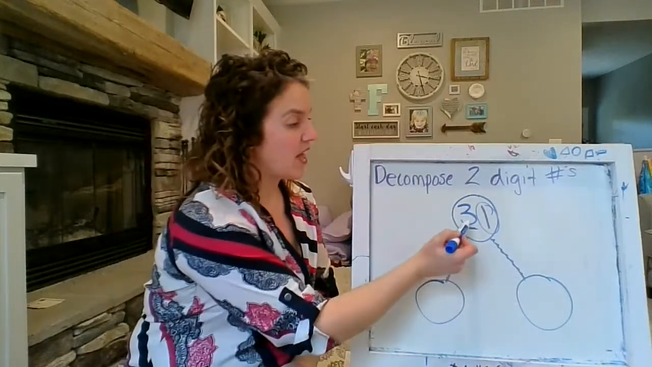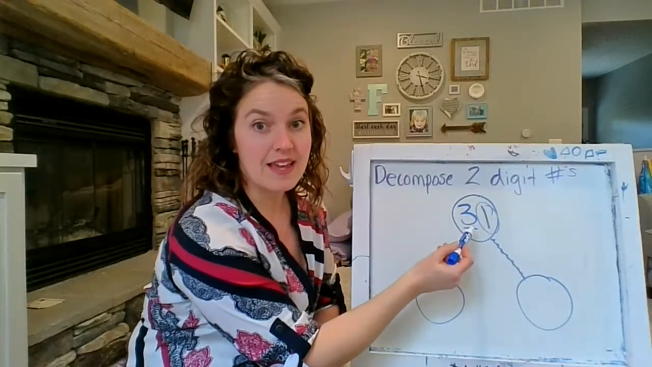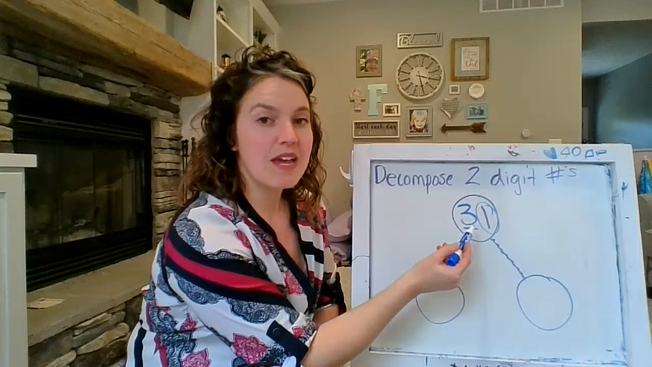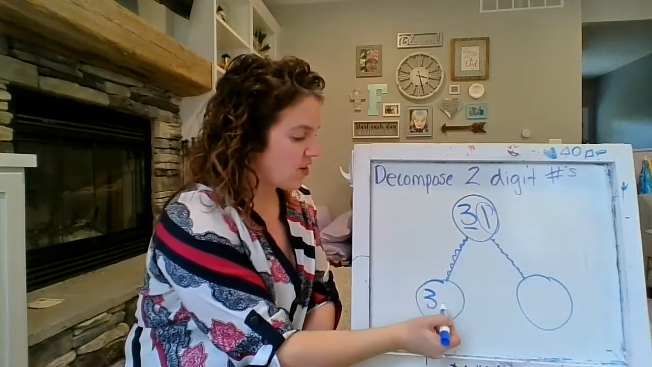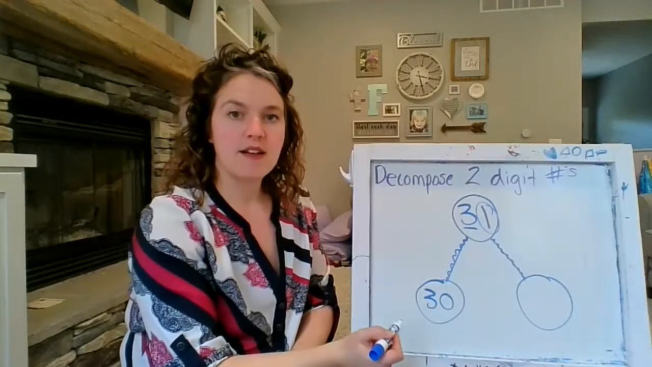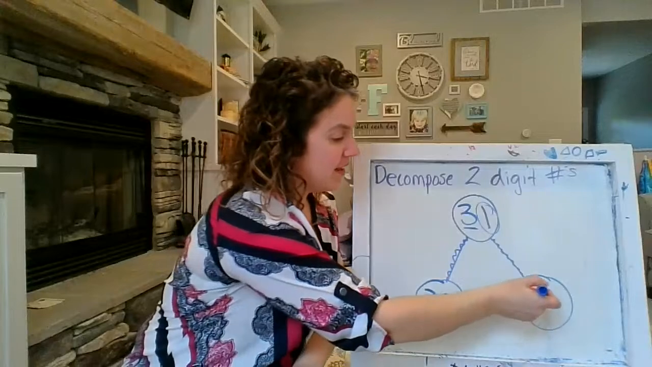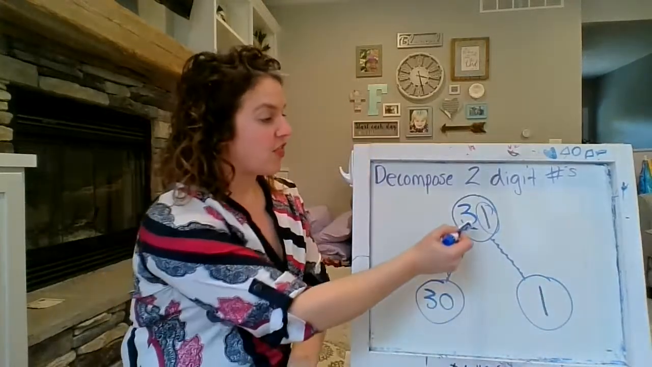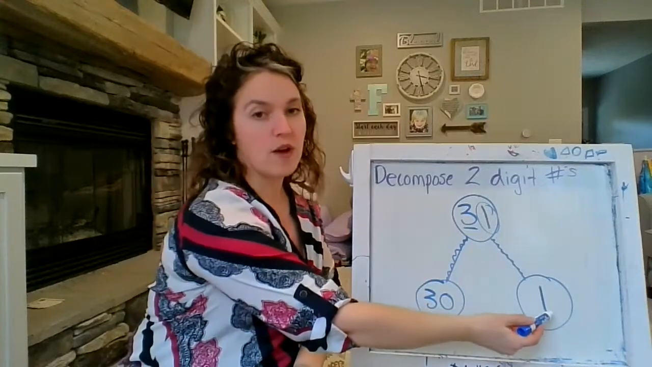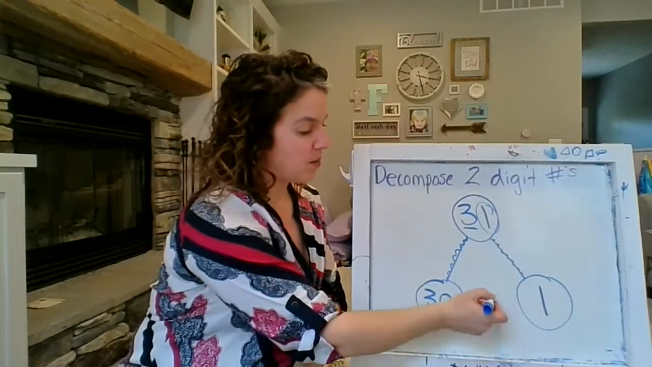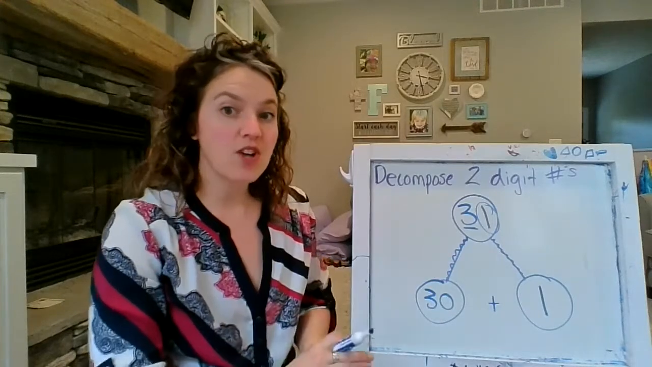So if I'm looking at 31, this 3 doesn't mean 3. This 3 actually means 30. So I'm going to write 30 down here. And this 1 is actually just a 1. So I can see that 31 is made up of 30 and 1 more. You can kind of put a plus sign right in there. So let's try a few more now.